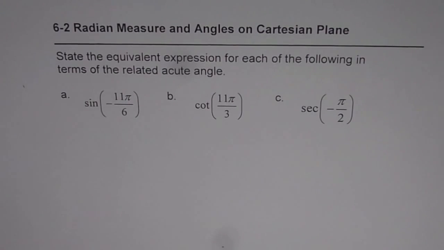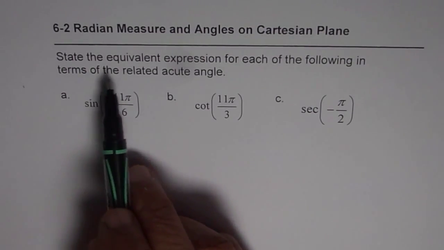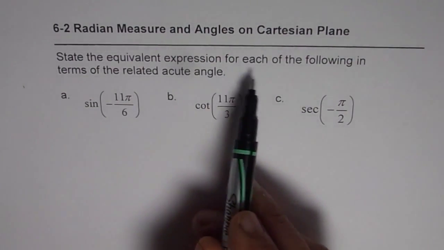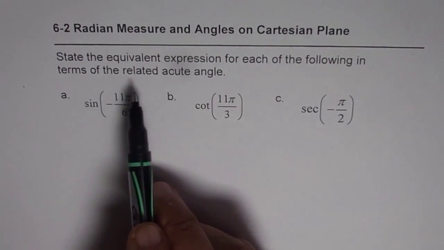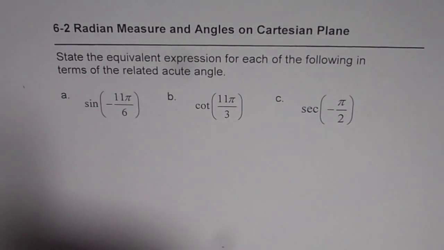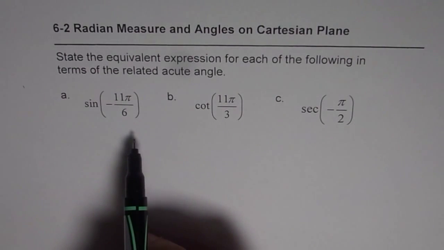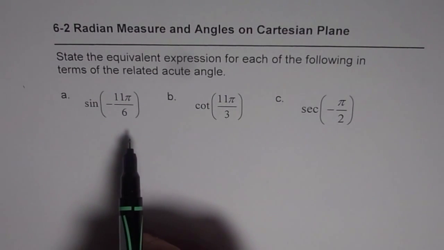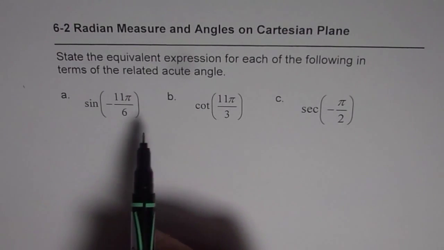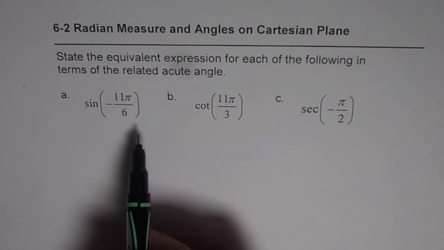I'm Anil Kumar, and in this video, we'll try to understand how the trigonometric ratios are related with their acute angle. The question here is, state the equivalent expression for each of the following in terms of the related acute angle. Now this is a very important concept, and in solving any trigonometric equation, we need to normally find the related acute angle and then the real angle, the principal angle.